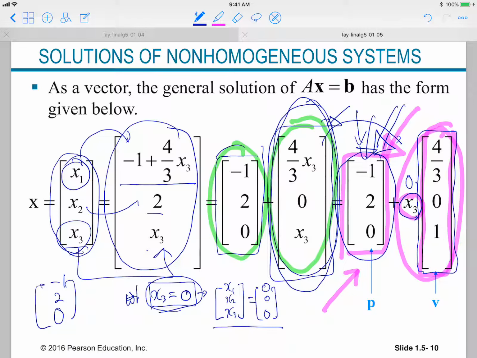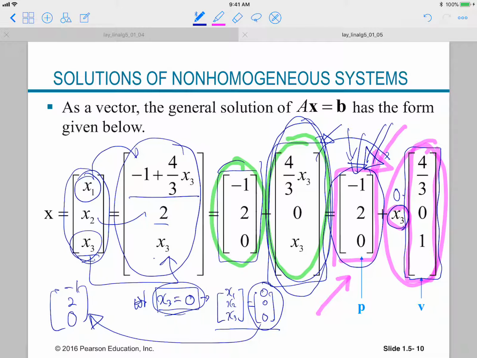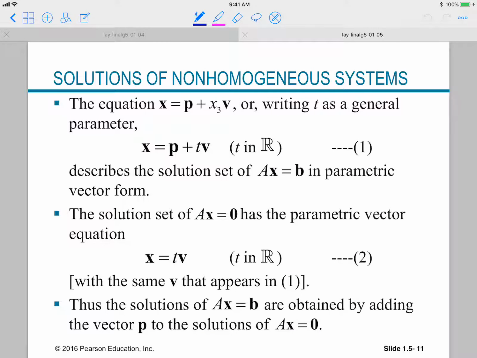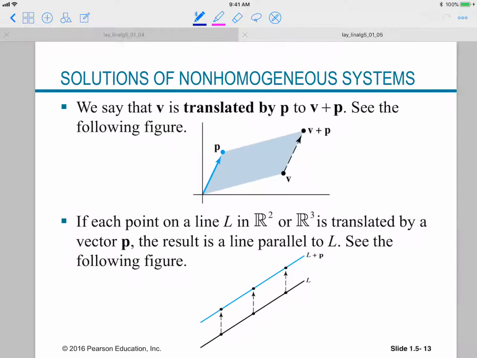And thus it's like translating, or moving, this point to a new point of -1, 2, and 0, but the direction of this line will be the same. So it's like a parallel shift of the previous line, so that it passes through this particular point. Okay, so let's look at this figure.